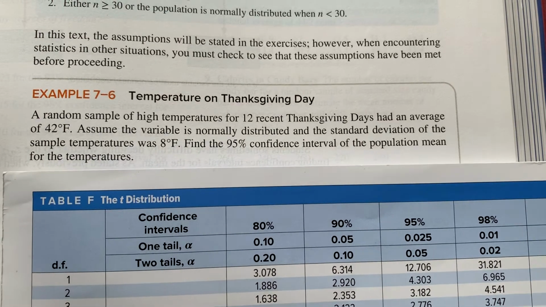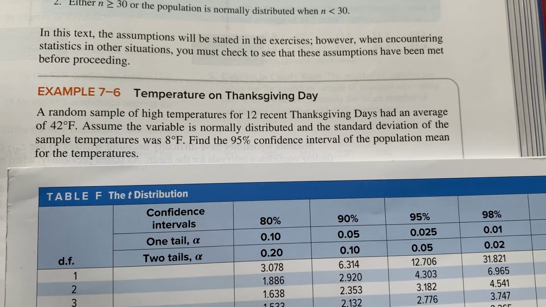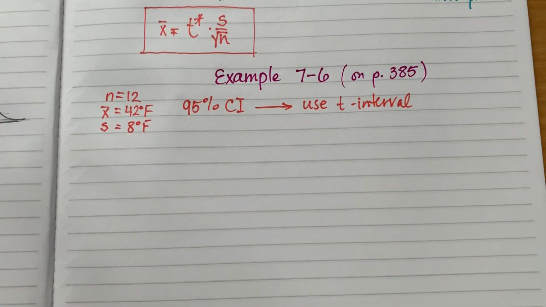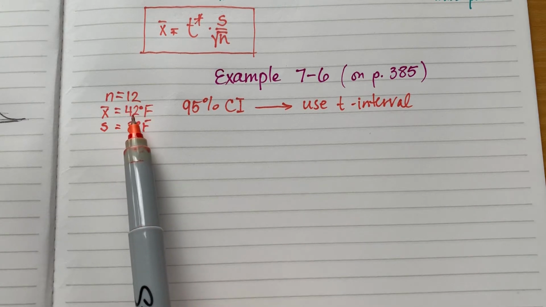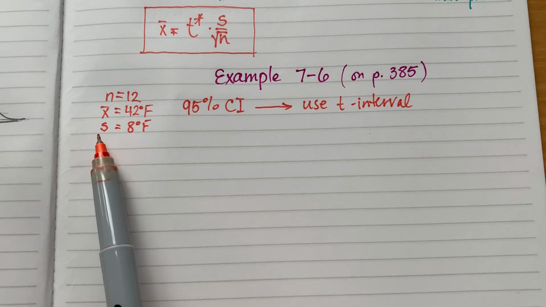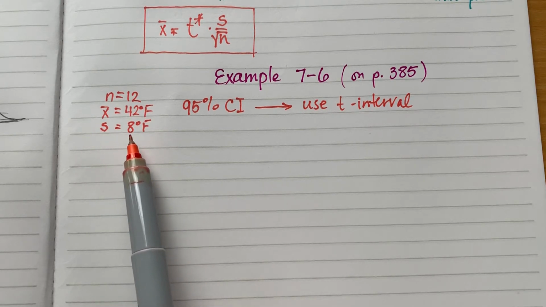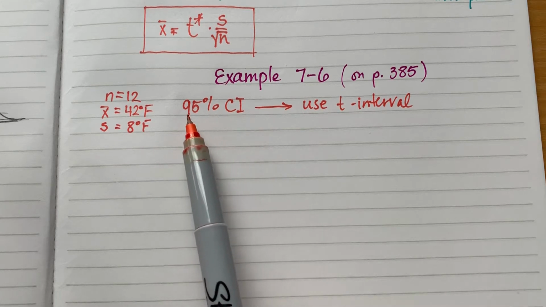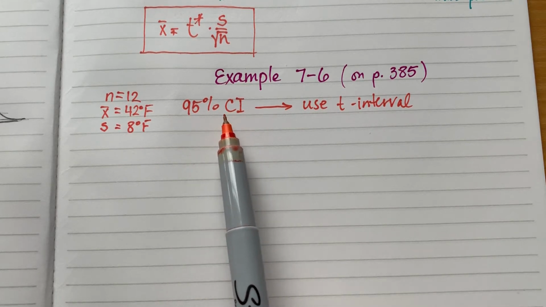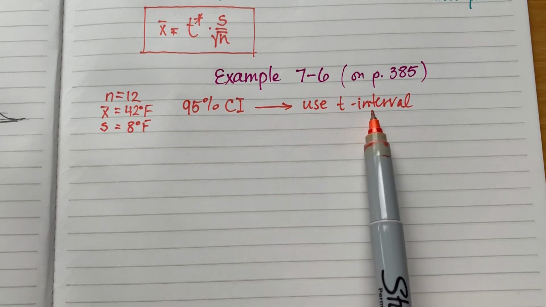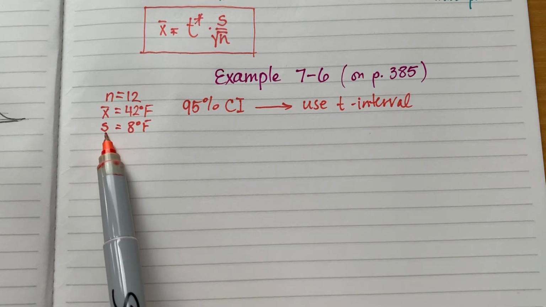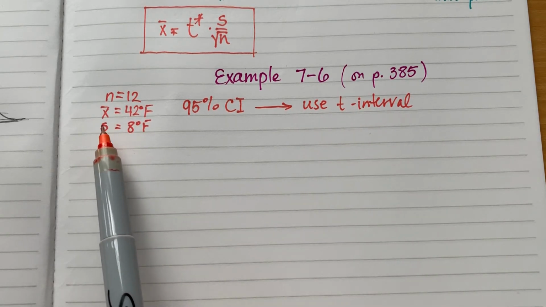Okay, so let's really quickly examine what we need to figure out and how we are going to go about this. So we know the sample size is 12. We know that the mean of the sample is 42 degrees, and we know that the standard deviation of the sample, the s, not the sigma, is 8 degrees. We also know that we need to find a 95% confidence interval, so we're going to use a t interval because of this business over here, unknown standard deviation.